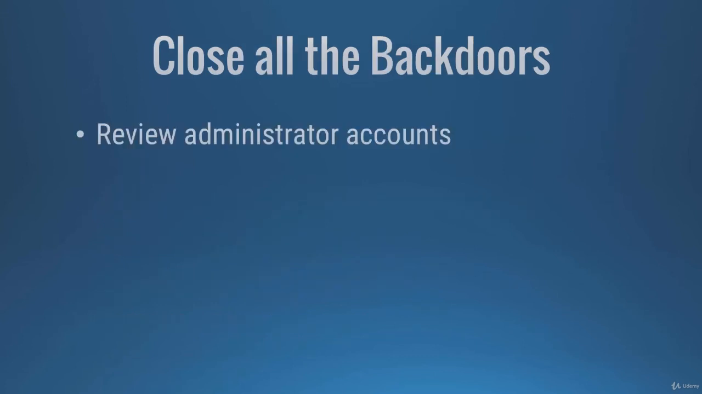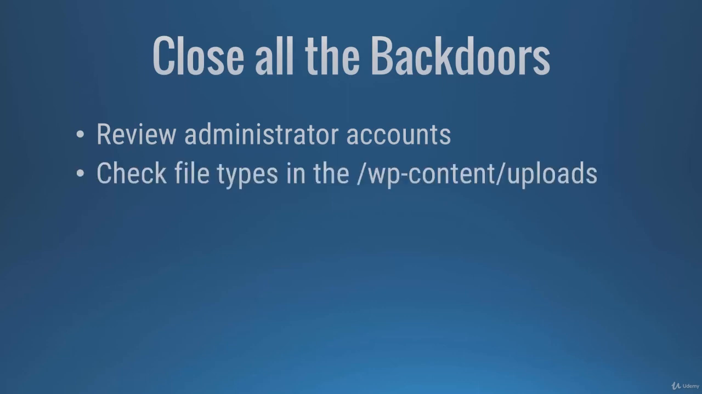Review the administrator accounts, so going back to role-based access control and administration versus content curation. Minimize the number of administrator accounts that you have, and remember to do all content management under an editor or similar account accordingly. Check your file types in the wp-content uploads directory. We've controlled what file types can be uploaded with htaccess, but every now and then just visibly go into your file manager and just double check that everything is as expected.